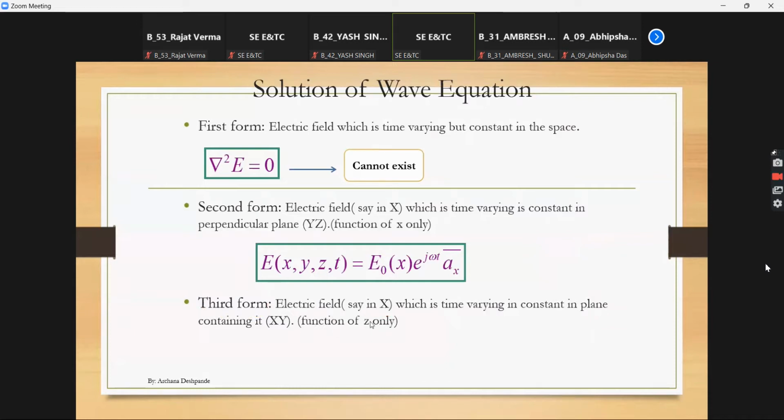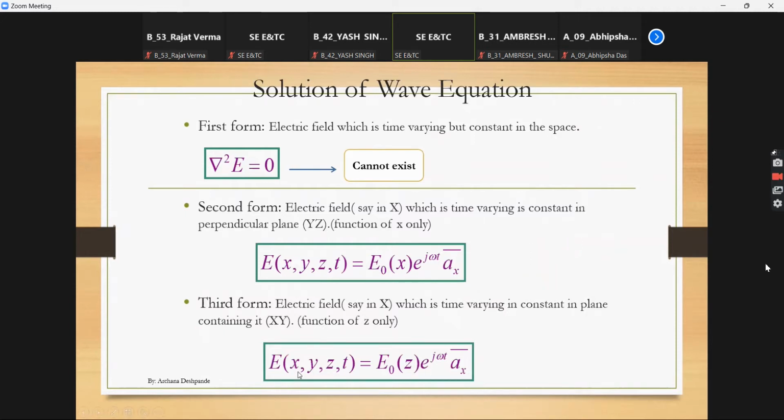This third form is the form which we have accepted as the time varying electric field. So this is how we are going to write this electric field. E will vary with the spatial coordinates x, y, z and with t, and I write this expression as E0 as a function of z, e to the j omega t, a bar x. So this electric field will be in the direction of a bar x and it is a function of z. This particular form is accepted as the nature of a time varying electric field.